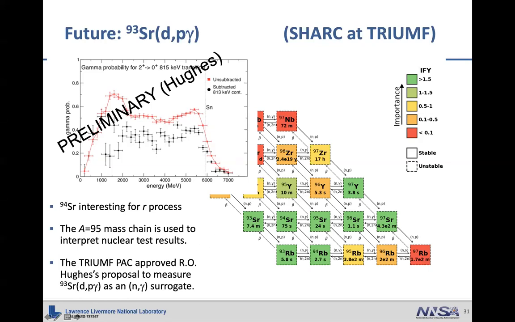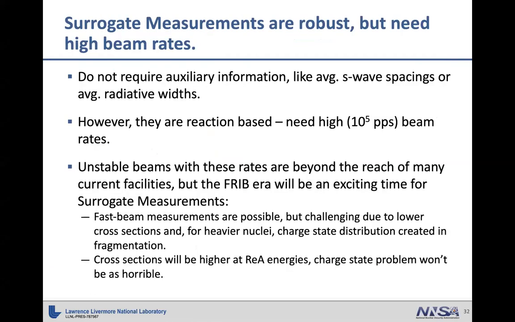So again, when we're able to run experiments again, we'll do this measurement. So I'm going to wrap up the experimental part of this talk and now give you some prospects for the future. So I hope that I've convinced you that these surrogate measurements are robust, but the limitation, if there is one, is that they are reaction-based measurements, so they require fairly high beam rates.